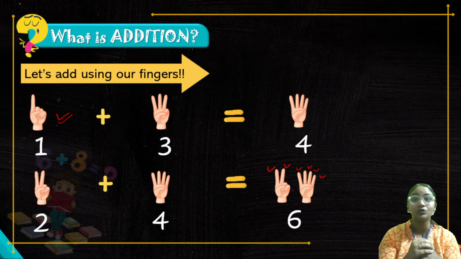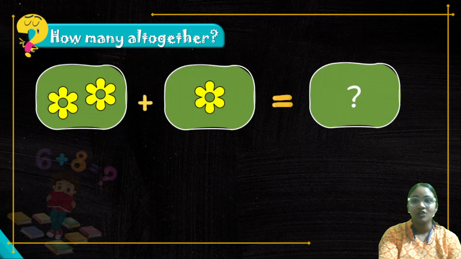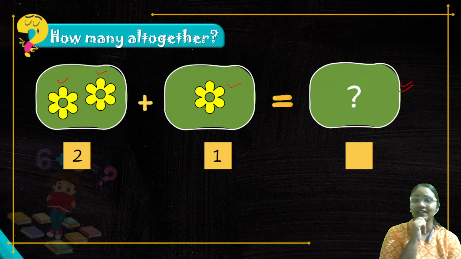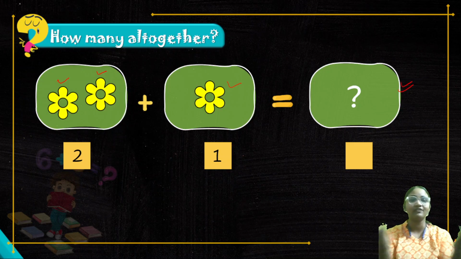How do we get to know what we add using the pictures? Okay, so wow, these are such lovely flowers, beautiful flowers. So how many flowers are there in this box? Let's see. One, and two. So we have two flowers in this box. How many flowers do we have in this box? One, right? So how many flowers will we have in this box, students? Can you tell? Yes, we will simply put two flowers and one flower together.